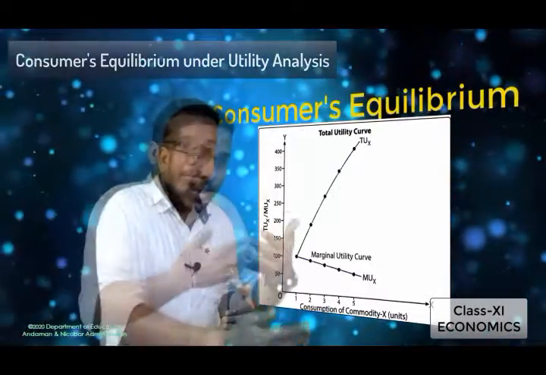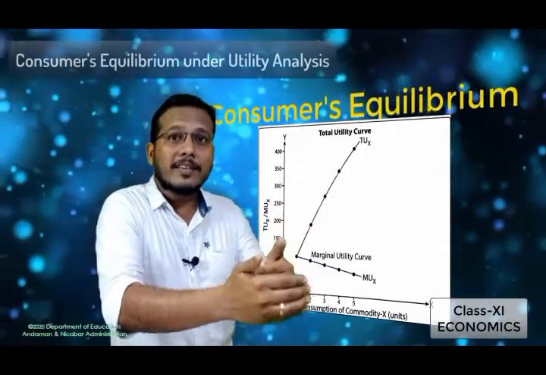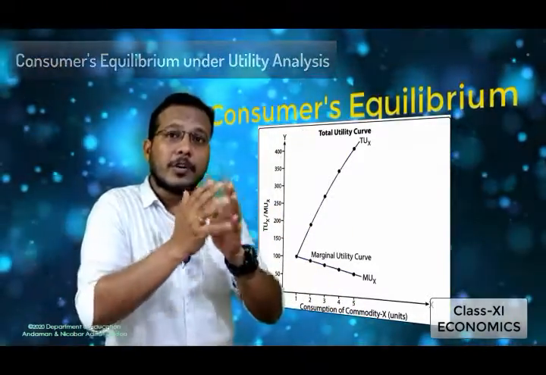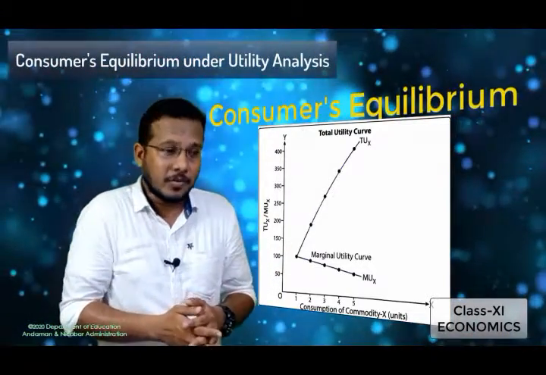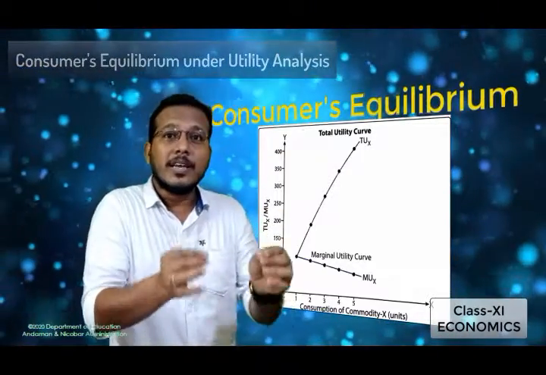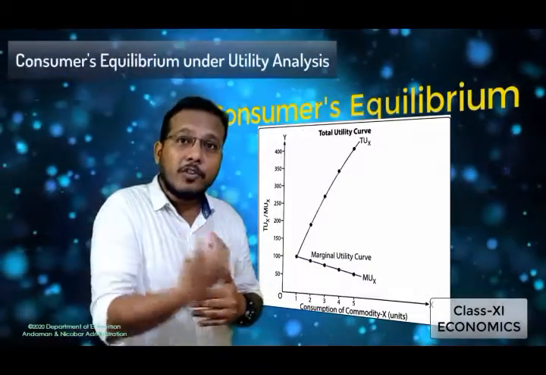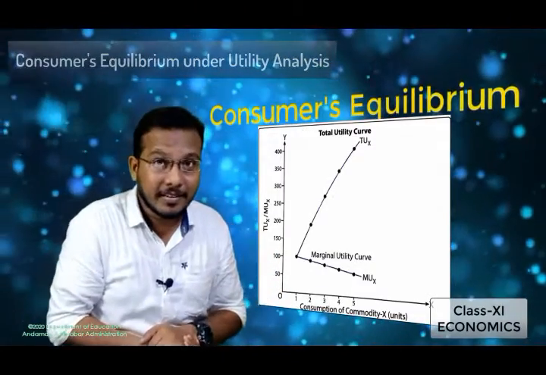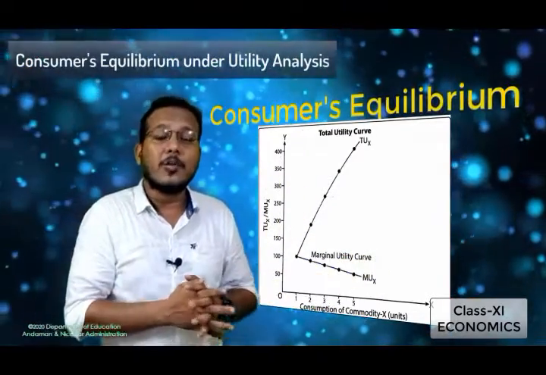That means after that unit, he will not consume that commodity to satisfy his need, because he is not deriving any utility or any utils from the usage of that additional unit. And if he continues to use that commodity, what will happen? This curve will move to the negative value.